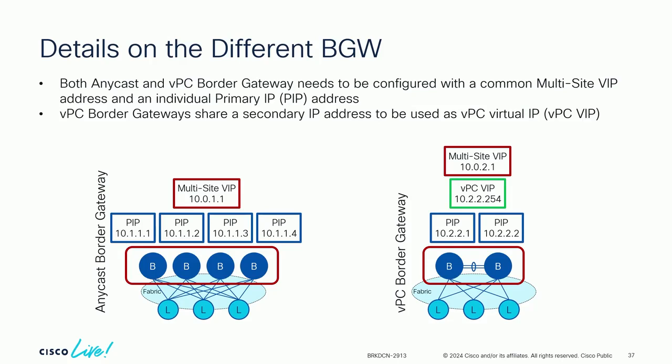The other one is the VPC border gateway. The VPC border gateway we built, let's call it upside down. We said, how can we connect hosts and firewalls or load balancers also to a multi-site border gateway function? So we took the VPC complex with the individual primary IP addresses, with the VPC virtual IP address, and we added the multi-site border gateway function on top of it. How does it operate? It operates exactly like a VPC leaf, but it can stitch tunnels as well, the same way as the Anycast border gateway does.